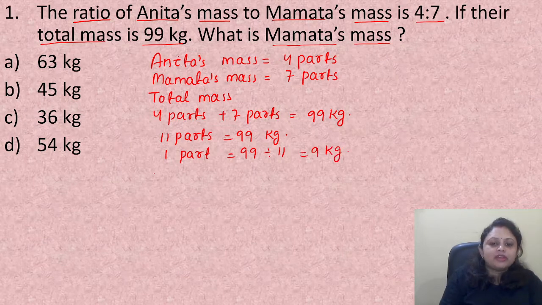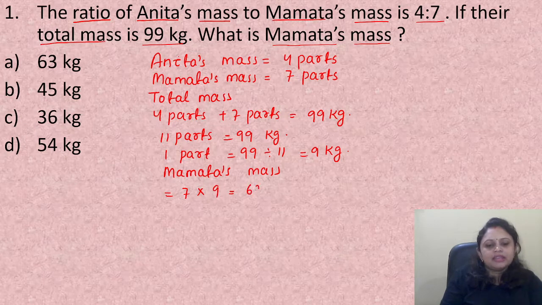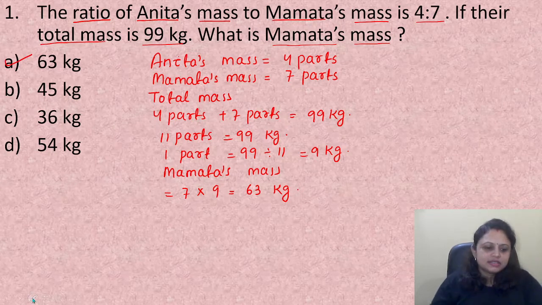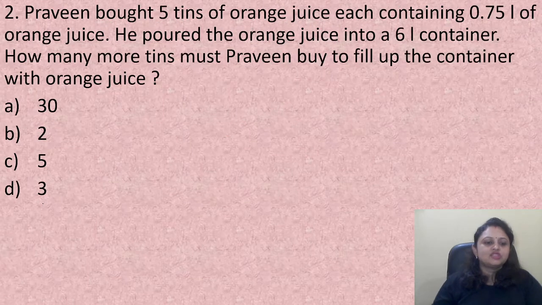But we have to find out Mamata's mass, right? So what is Mamata's mass? That is 7 parts. So Mamata's mass is equal to 7 times one part, and one part is equal to 9 kg. So 7 into 9 is equal to 63 kg. So here the correct answer is option A, that is 63 kg. Got it? Okay. Coming to the next question.